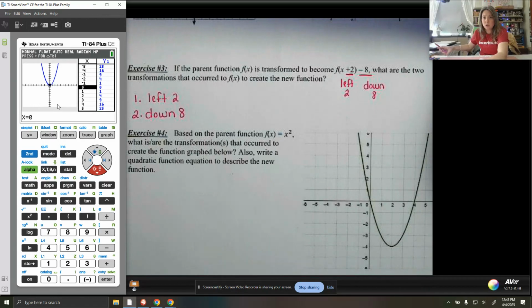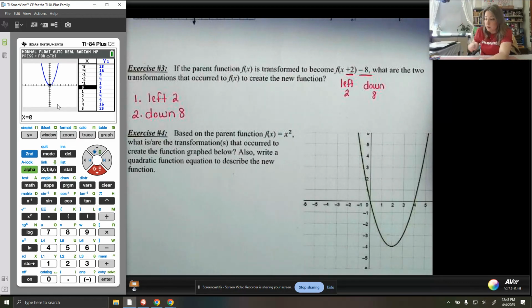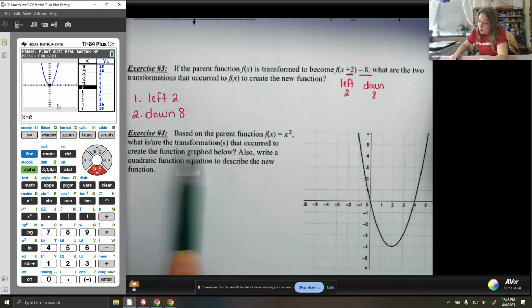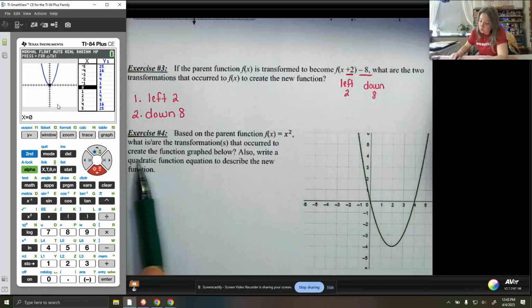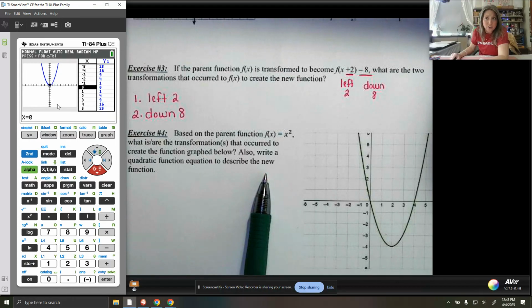Okay, last one, certainly not the least. We've got, based on the parent function, f of x equals x squared. Okay, so that's the one that's on our graphing calculator right there. What are the transformations that occurred to create this function? Also, write the quadratic equation. Oh boy, they're asking us to really reach on that one.